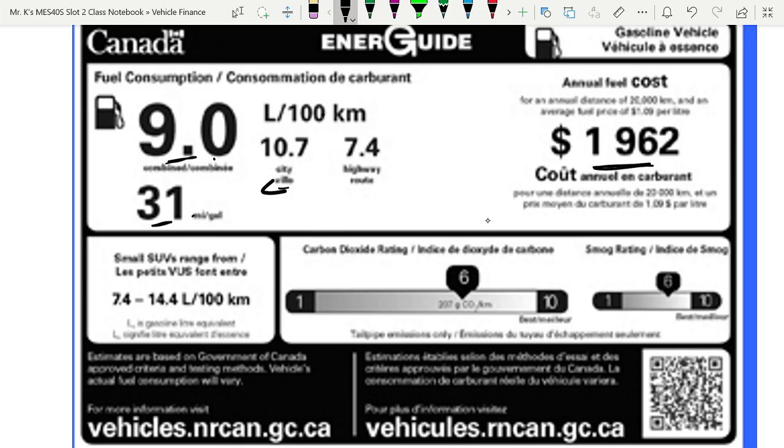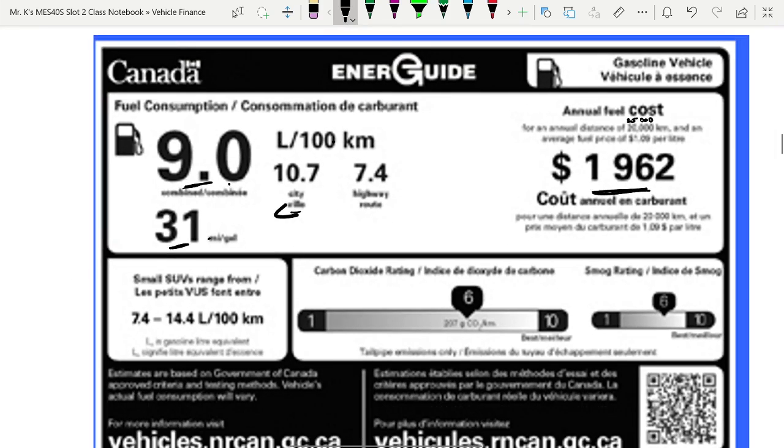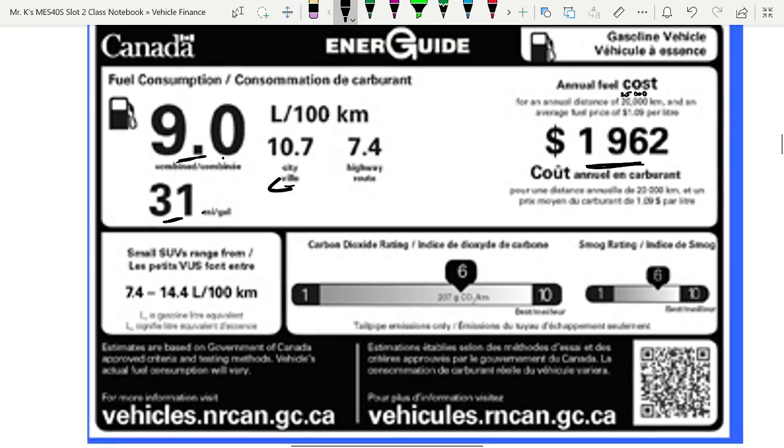This is what they assume this vehicle is going to cost you to drive every year. Now, it looks to me like they're basing that on 25,000 kilometers of driving. Now this is interesting because I think most stickers actually base it on 20,000.